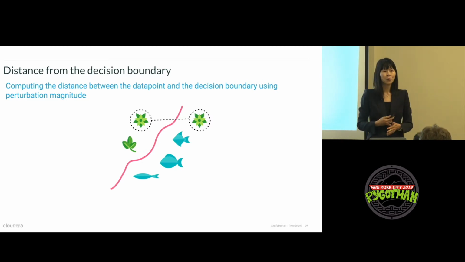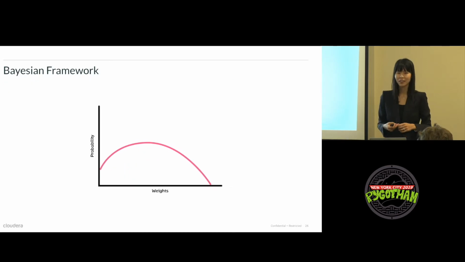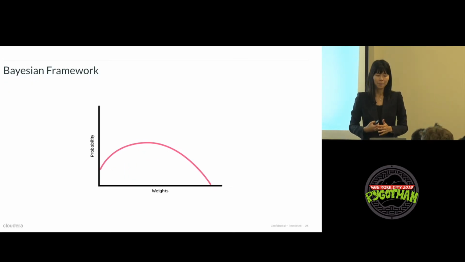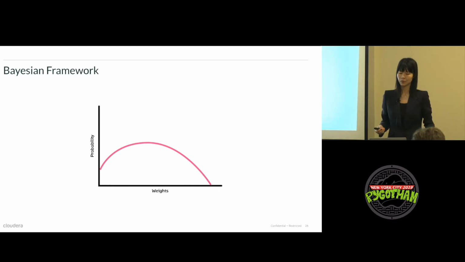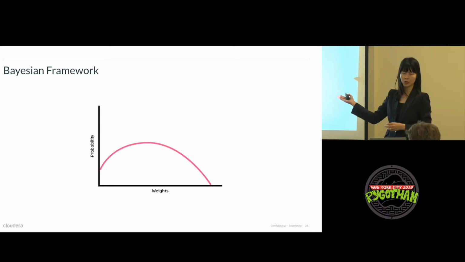So is there a different way that we should look at uncertainty in neural networks? Let's go back to the basics. For those of you who remember Bayesian, with Bayesian neural networks, you can actually obtain this posterior distribution.